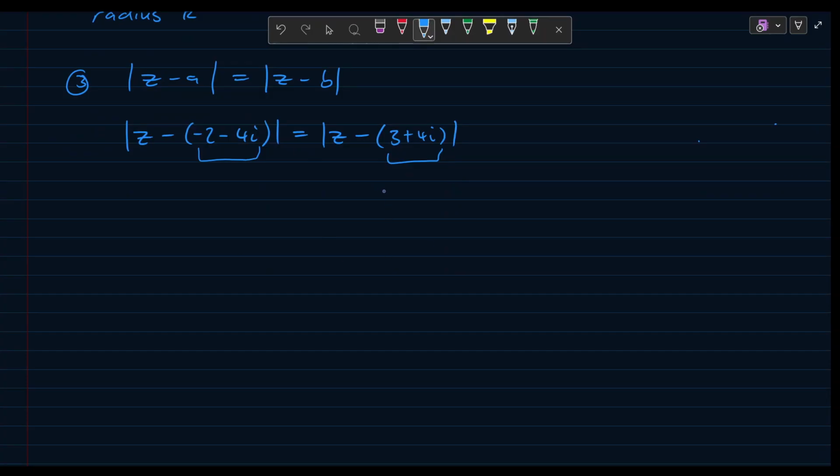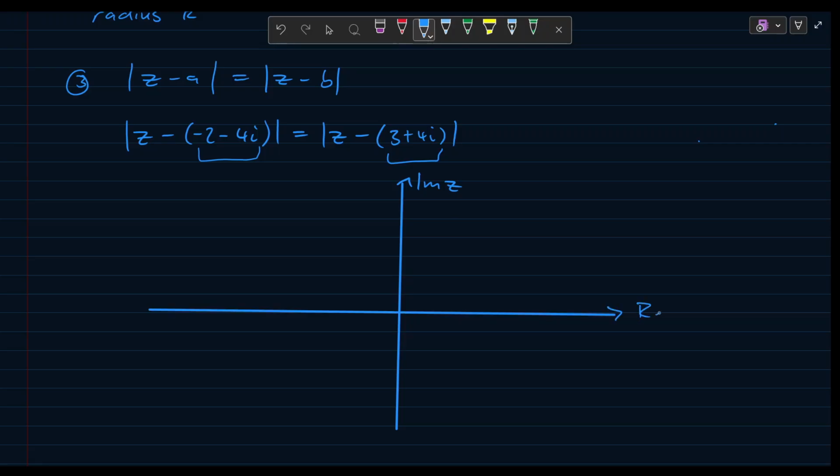So let's first draw a complex plane. We've got our imaginary axis and we've got our real axis. And let's start by plotting the first complex number. So this is negative 2, negative 4i. So negative 2 units in the real axis, that's here, and then negative 4 units in the imaginary axis. Negative 1, negative 2, negative 3, negative 4 units are here. So our point will be right there.